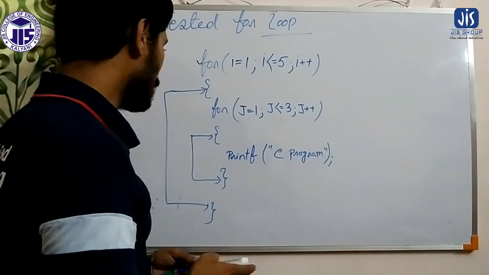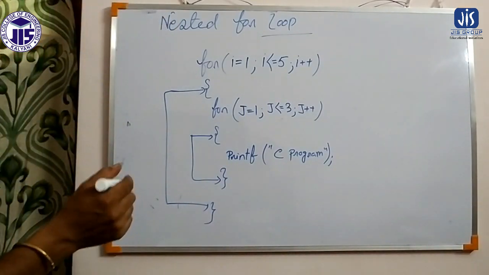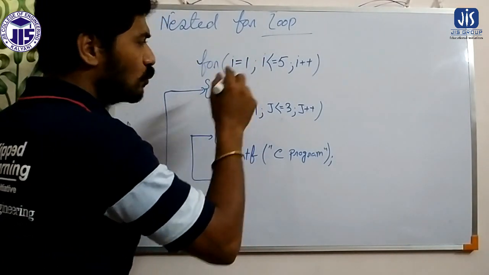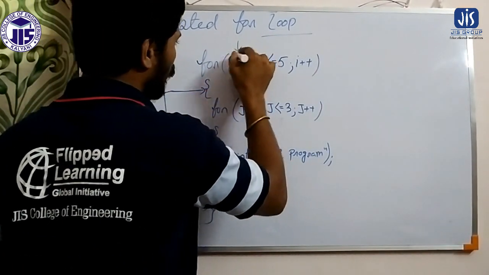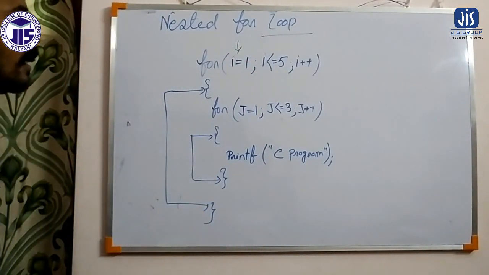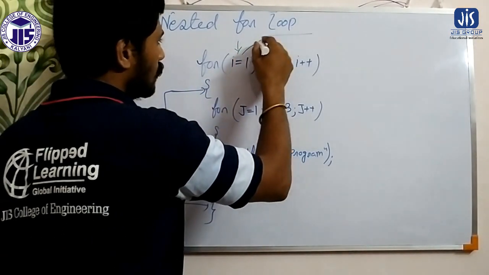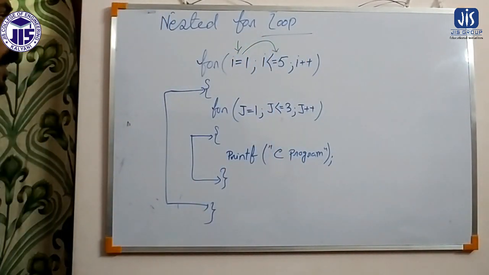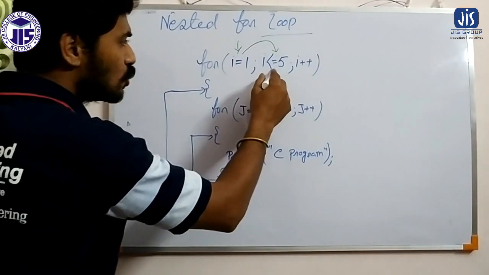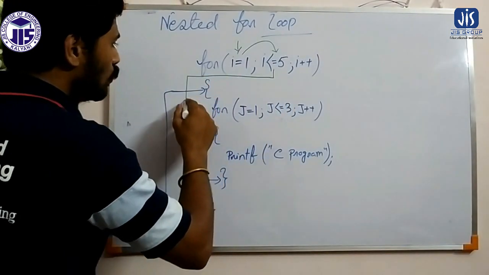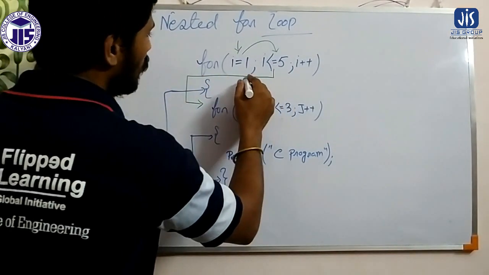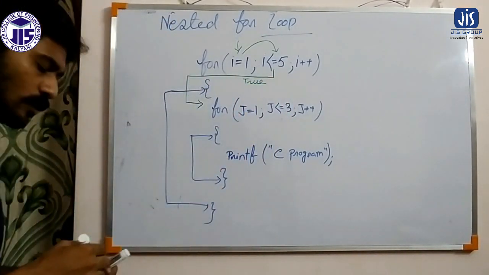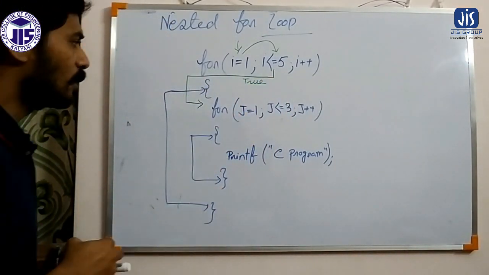So what happens in case of nested for loop? First we perform the initialization, number 1, in the outer for loop. So it will initialize the value. Then it will come to the condition. Now, if the condition is true, it will enter into the body of the loop.